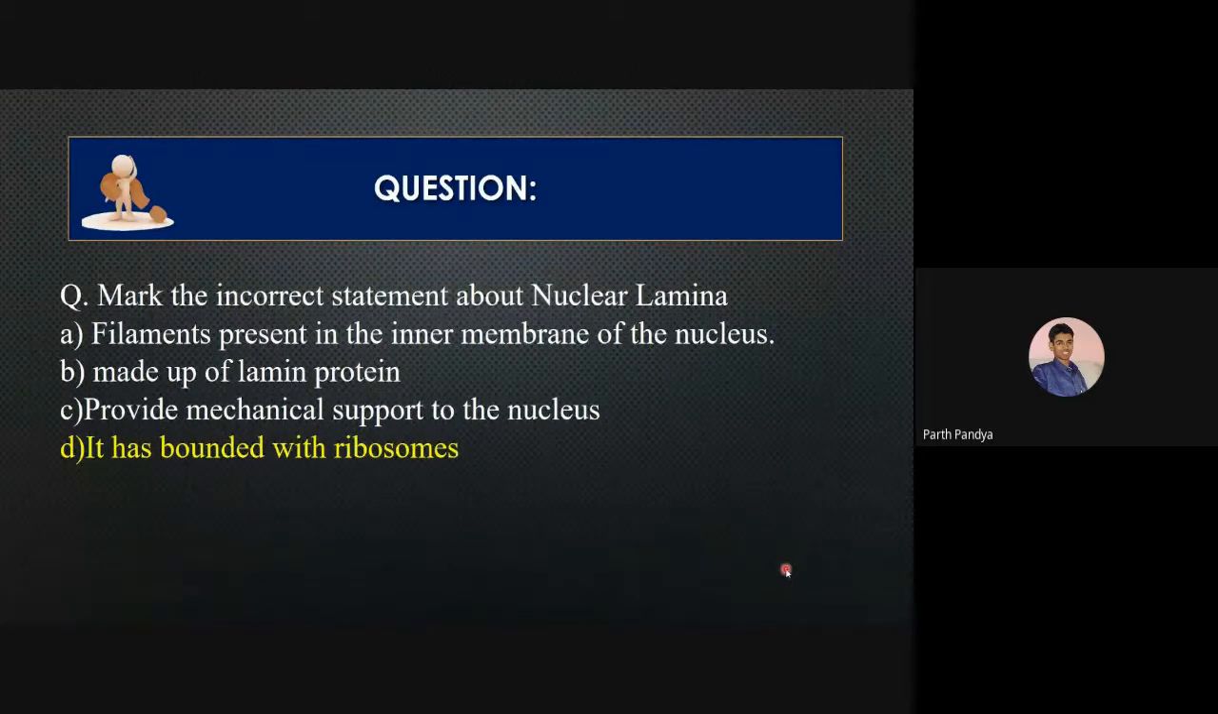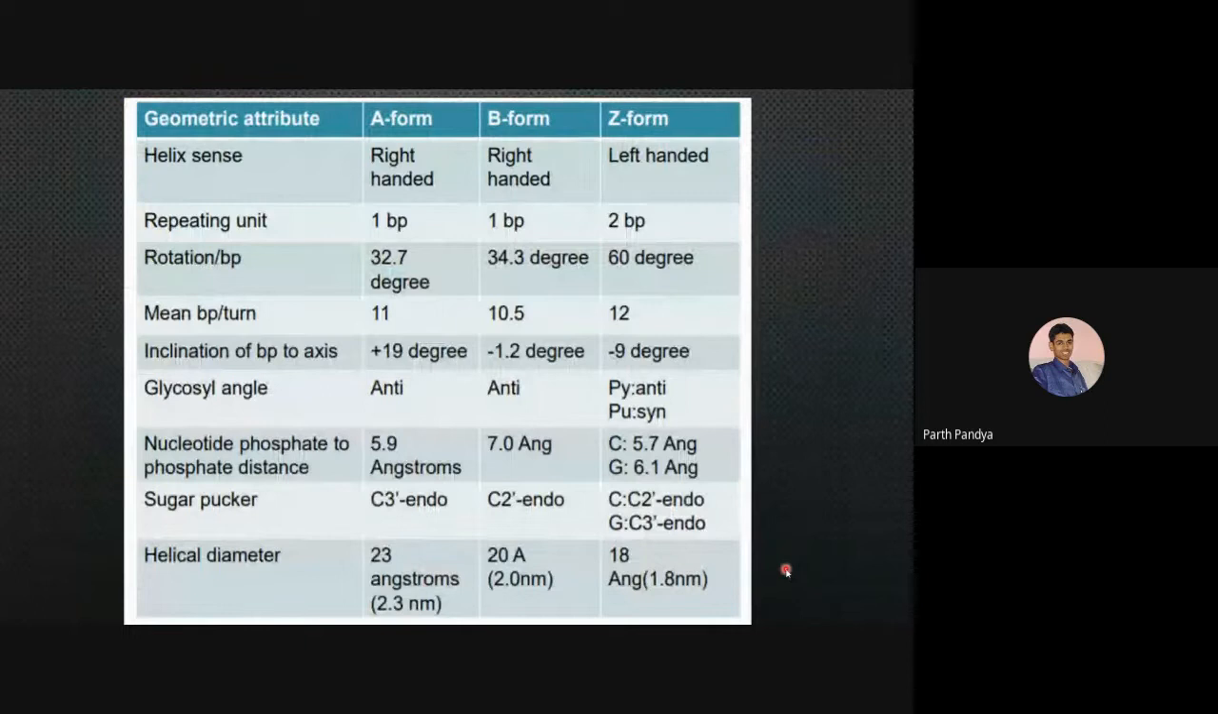Generally, this lamina, these lamins, are present inside the nuclear membrane. They are not bounded with ribosomes. So that is the incorrect answer.